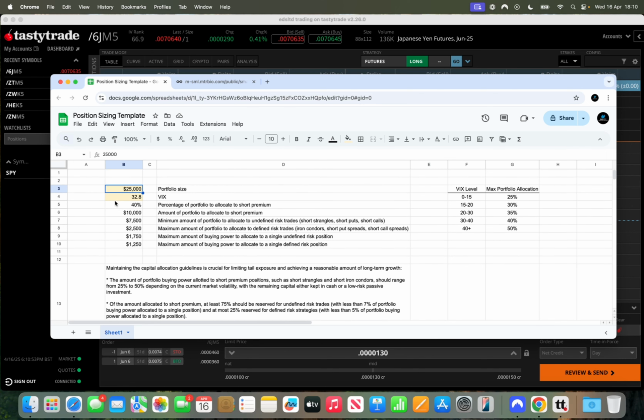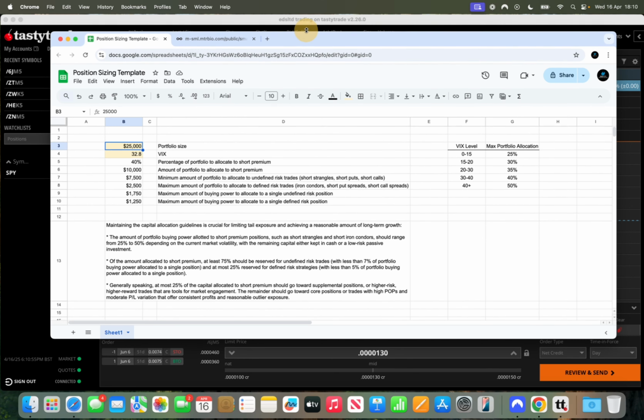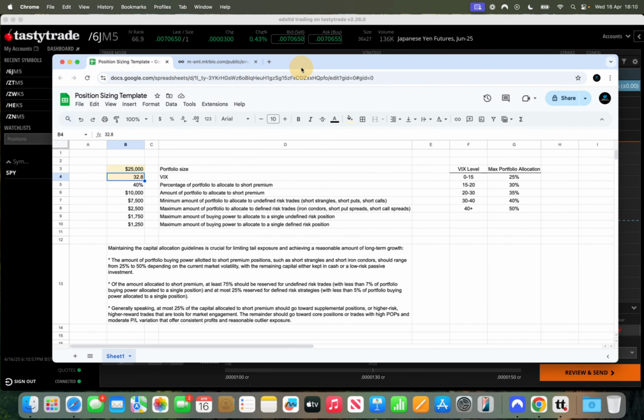The way it works is you enter in the size of your portfolio at the top, and then you enter in whatever the current VIX level is below, and everything's going to be dynamically calculated for you based on the current volatility in the market and the size of your portfolio. It's going to tell you exactly how you need to structure your portfolio. It's going to tell you the maximum amount of buying power to allocate to defined risk positions and undefined risk positions.